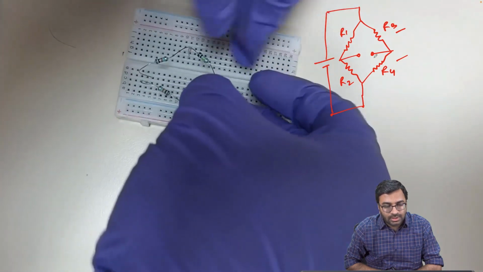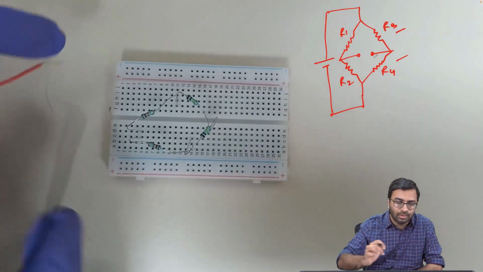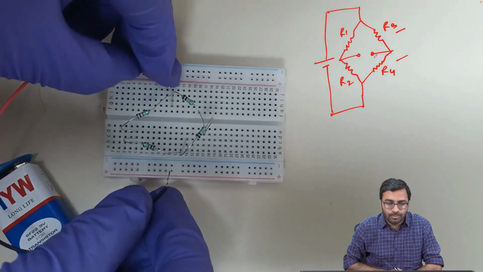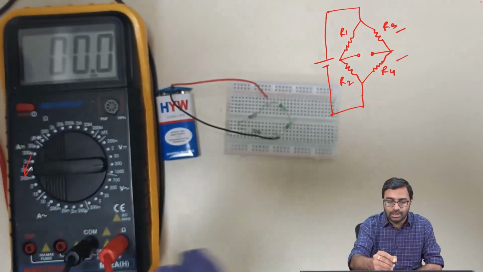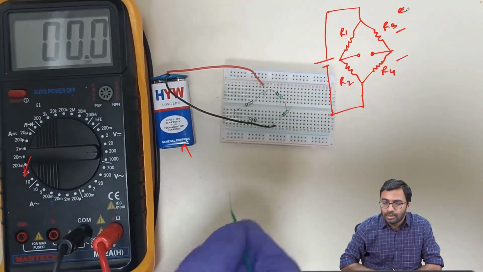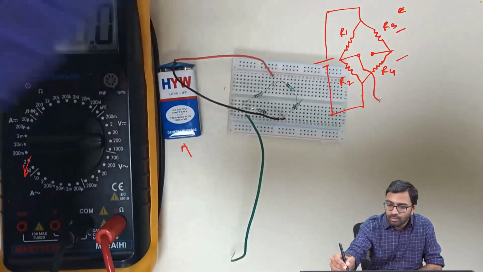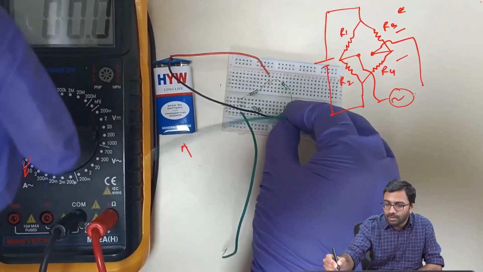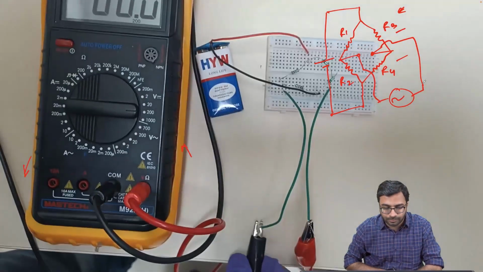So now 4 resistors are connected the way it is shown over here, R1, R2, R3, R4. Now we are connecting a 9 volt voltage source. So this is a 9 volt battery, you can see over here, and we are connecting this 9 volt battery the way it is shown in this circuit. And at the same time, we are connecting a multimeter to measure the voltage, VAB voltage.